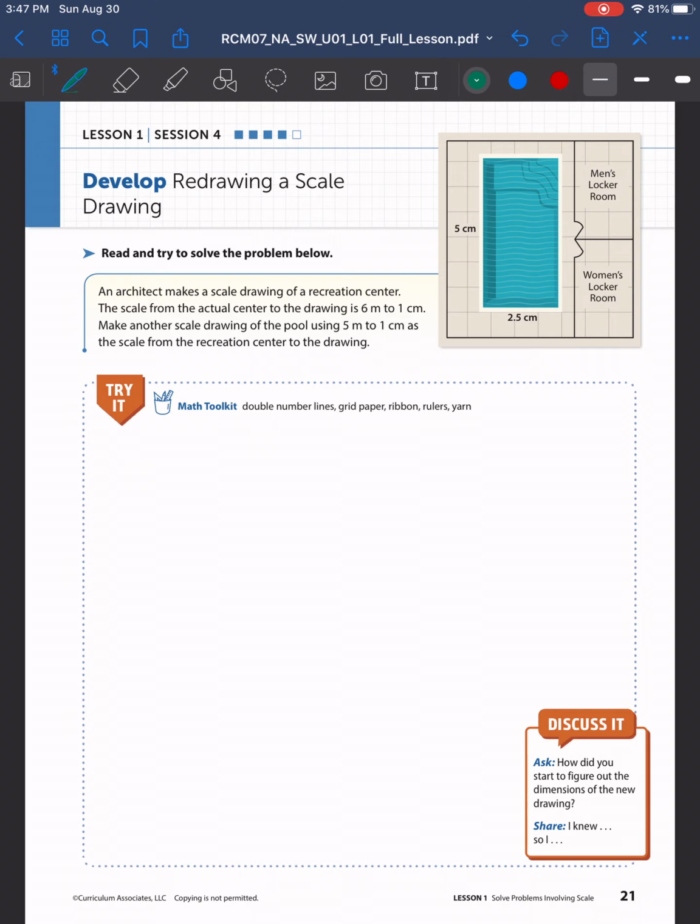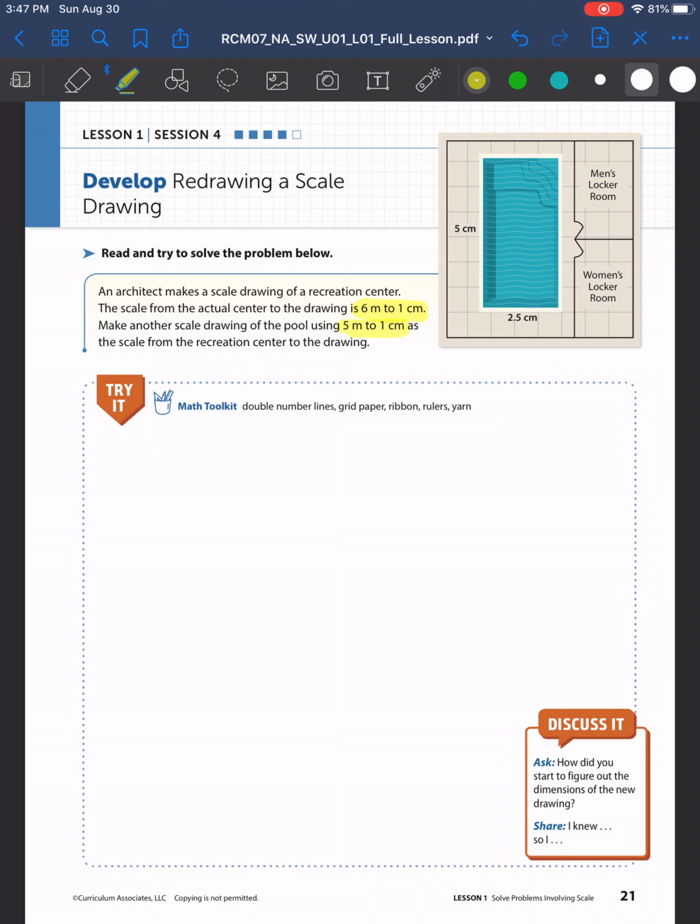Okay, let's read the directions. An architect makes a scale drawing of a recreation center. The scale from the actual center to the drawing is 6:1. Ooh, I'm going to highlight that. That's important information. And you know what else I notice? I notice it's a scale factor. Woohoo! Make another scale drawing of the pool using 5:1 as the scale from the recreation center to the drawing.